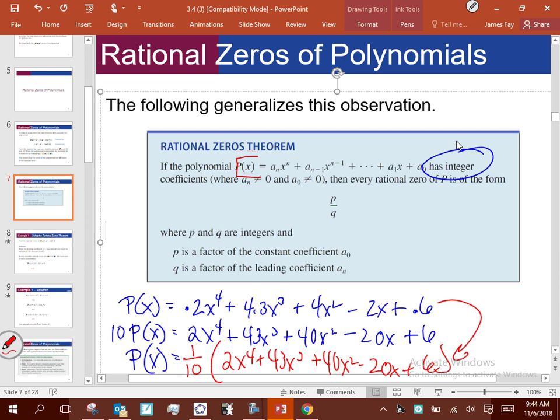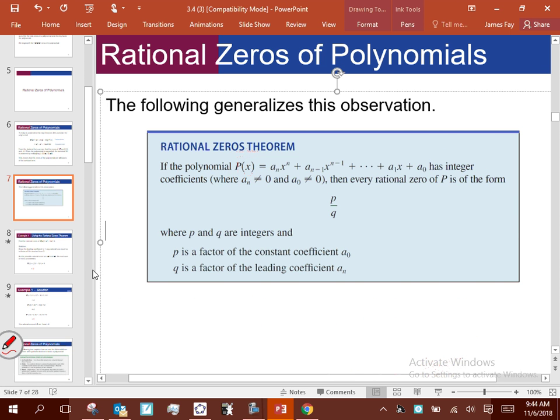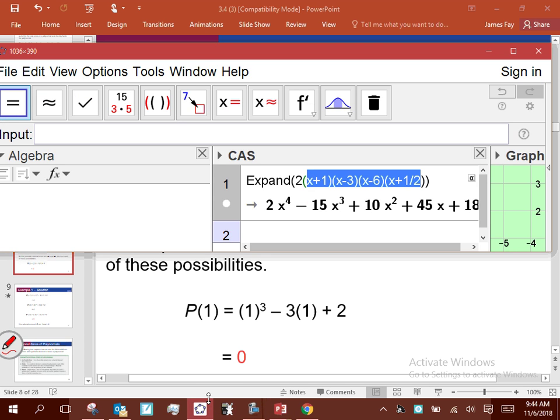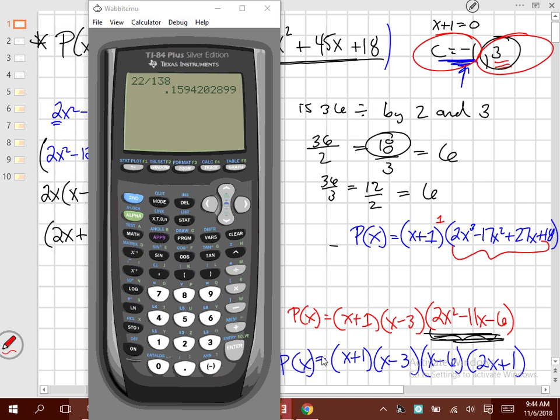So even though this theorem says this only works with integer coefficients, we can manipulate a p of x to create integer coefficients. Okay? So we'll see one of those examples probably tomorrow. All right, so I want to do an example. Let's see here. We'll just jump straight to this.